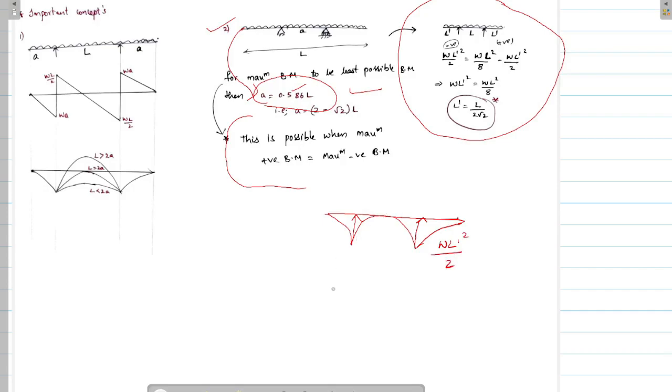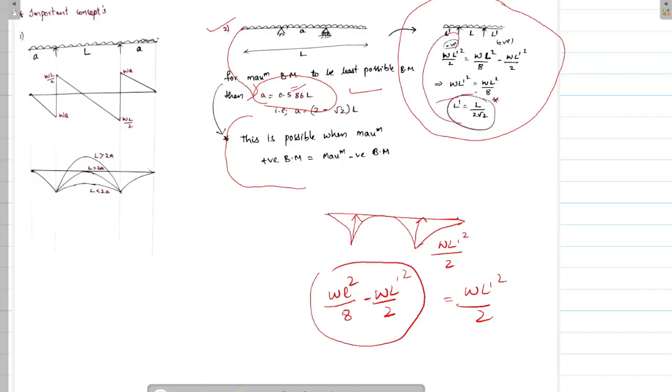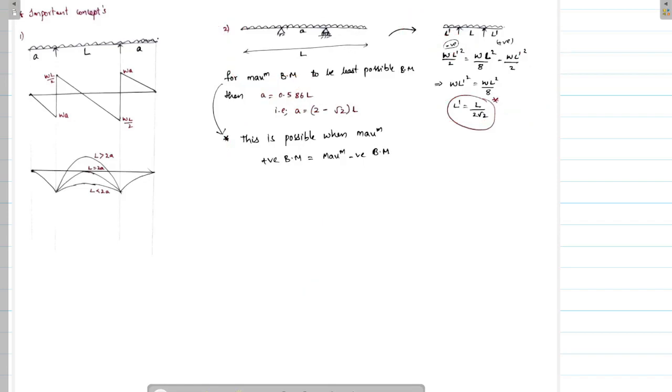And the positive bending moment will be, we know that the maximum bending moment is WL square by 8 minus WL dash square by 2. See, the maximum positive bending moment is equal to the maximum negative bending moment. By simplifying this, we will be getting L dash equals L by root 2. Remember these values directly. You can derive this, but deriving takes time, so remembering this will be helpful. These are some concepts in SFD and BMD.